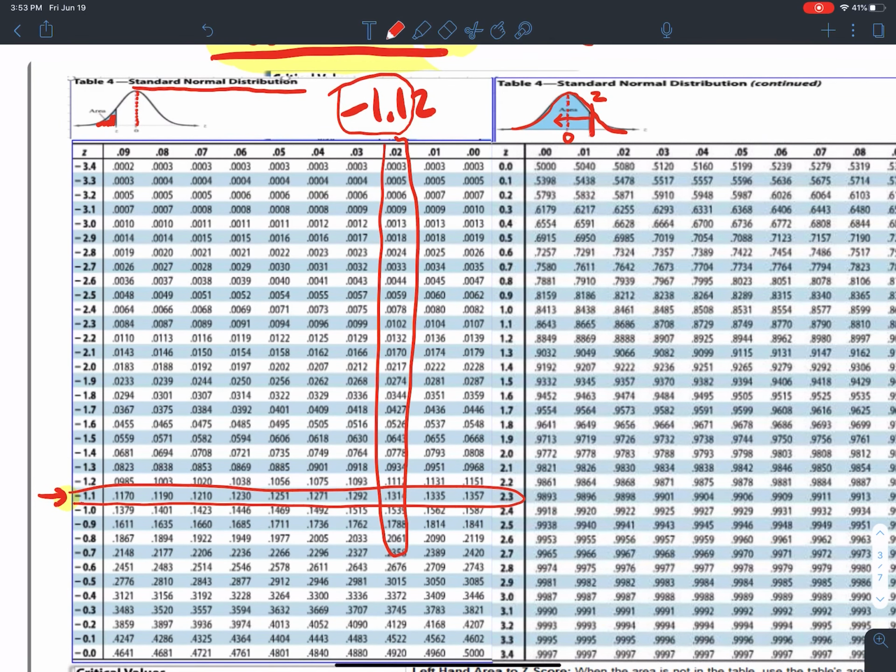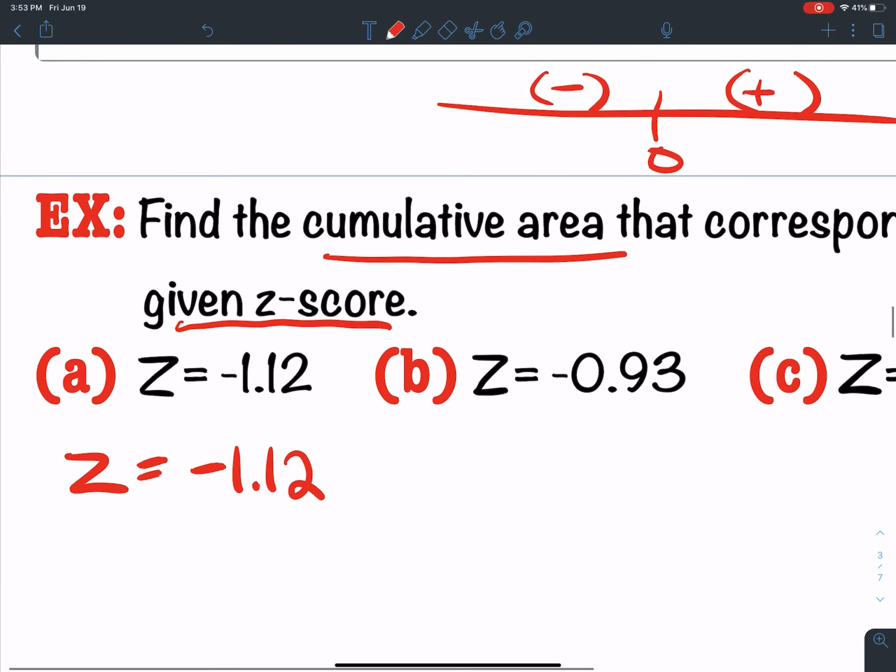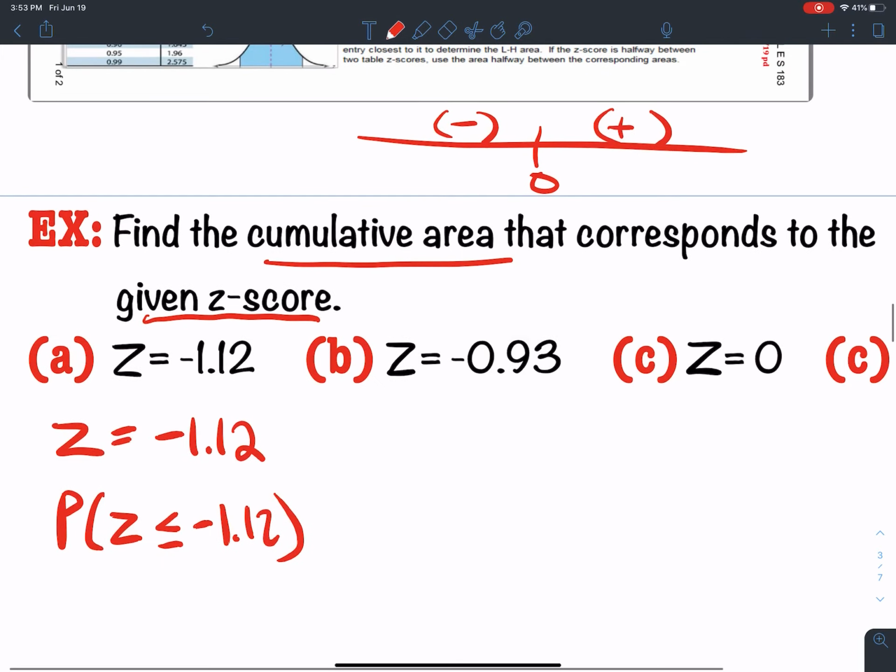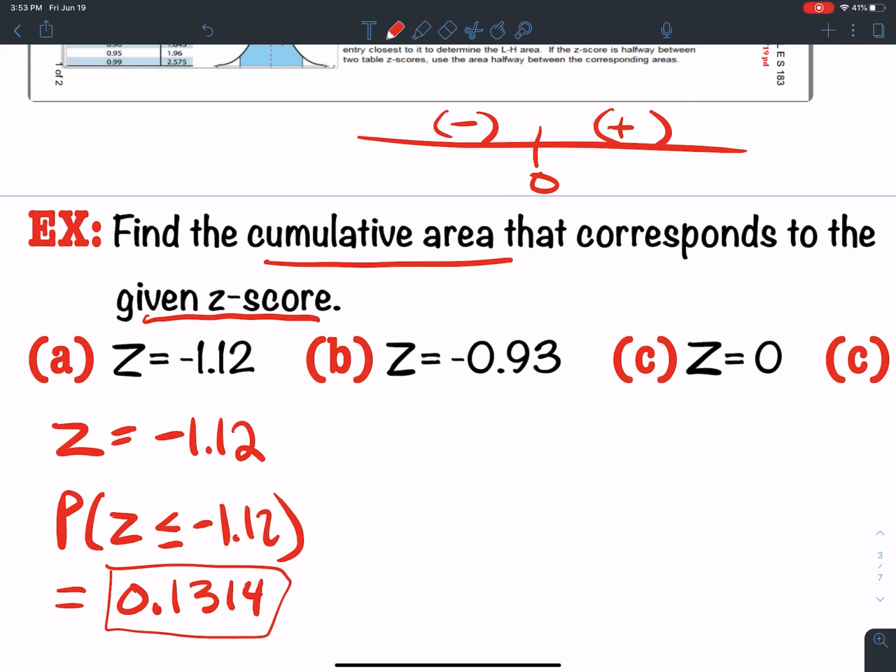So what is the number that overlaps? It's this number right here, guys. So that number happens to be 0.1314. Okay? So the cumulative area, the probability that z is less than or equal to negative 1.12, that is equal to 0.1314. That's the cumulative area.